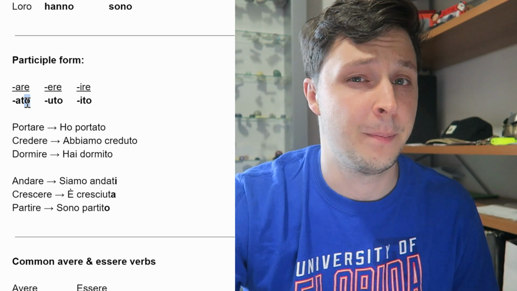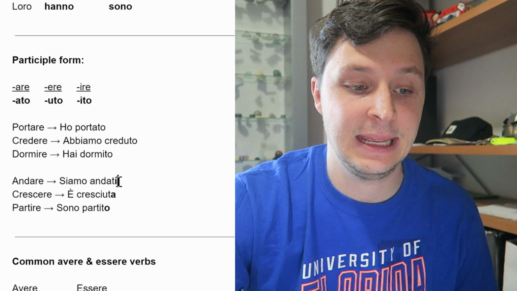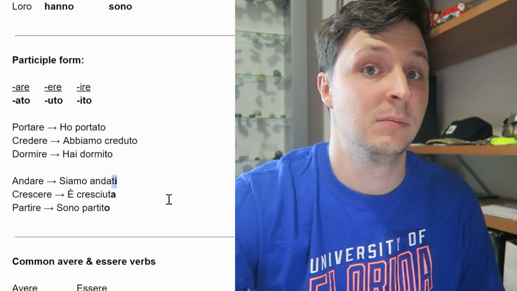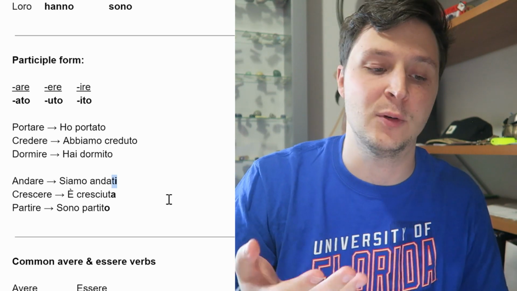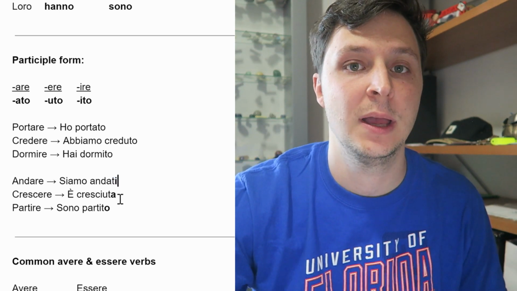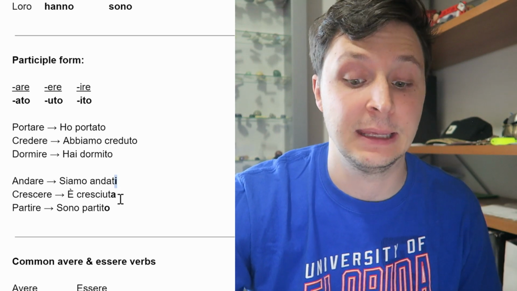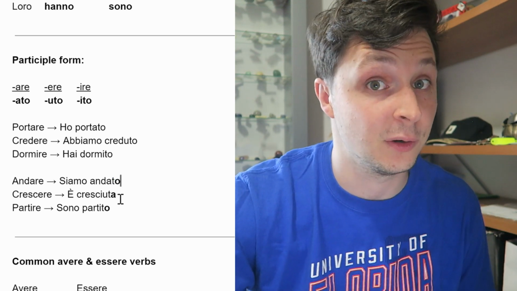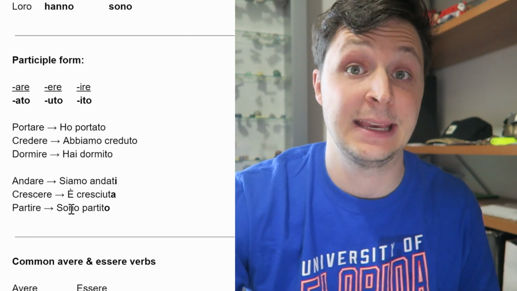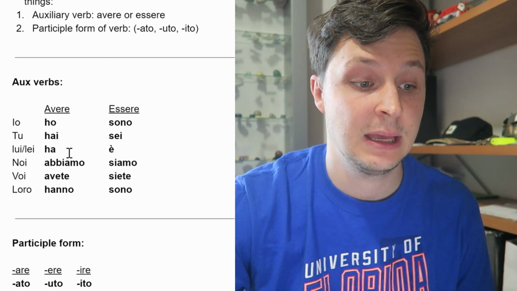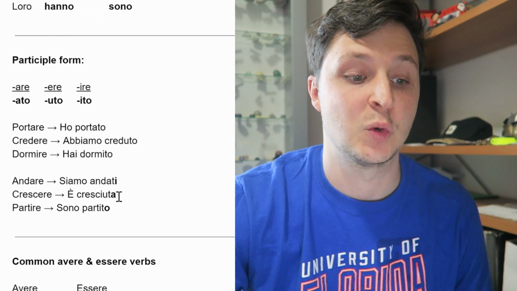andato. But here's where things are a little tricky. When you have essere, the ending, the last letter, has to match the person and the masculine or feminine. So how many people? So if we say we went, and there's at least one boy, of course you'll have this i ending. Siamo andati. You can't say siamo andato because it's plural. So siamo andati. Another example, crescere, to grow up. That takes essere too. So if we want to say she, we'll go to she, lei, è, and in the past tense, cresciuta.